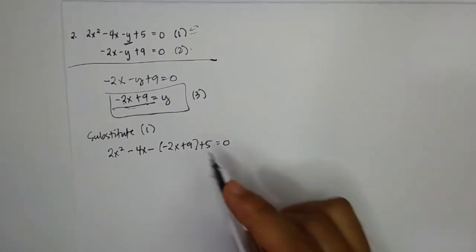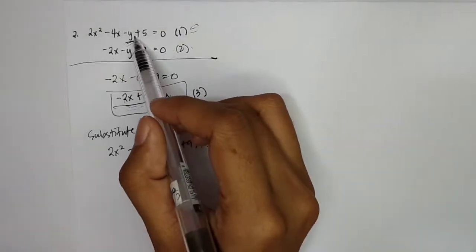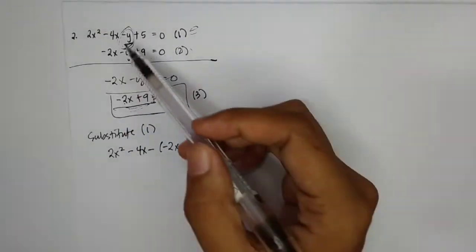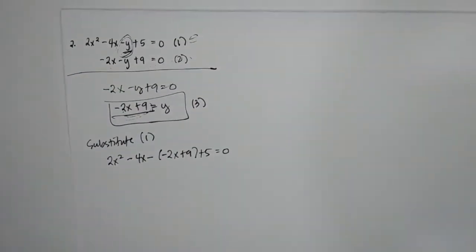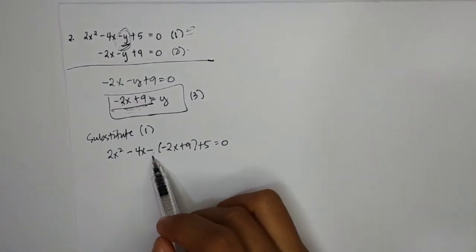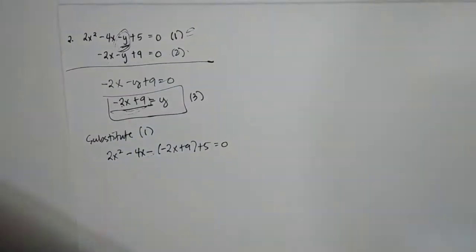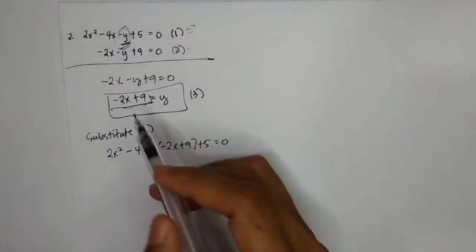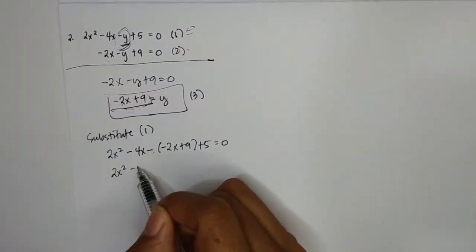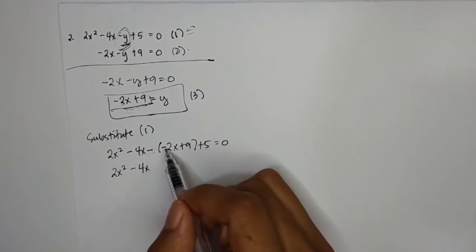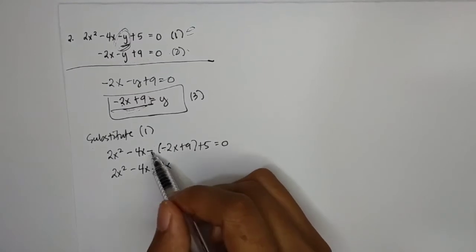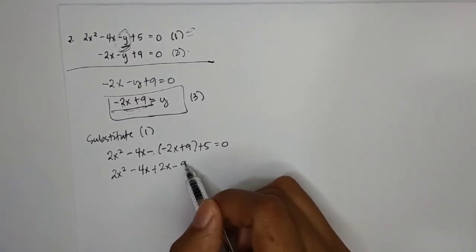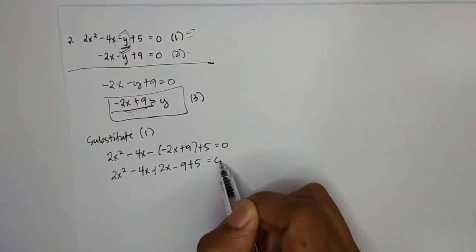Again ha, itong value ng y dito, sinubstitute natin siya dito or pinalitan natin yung value ng y dito. Okay, so do not forget to place it in a parenthesis, especially is negative yung sign natin or we have here my subtraction. So we have now 2x squared copy minus 4x, negative, negative times negative 2x, that is positive 2x, negative times positive 9, that is negative 9, plus 5 is equal to 0.